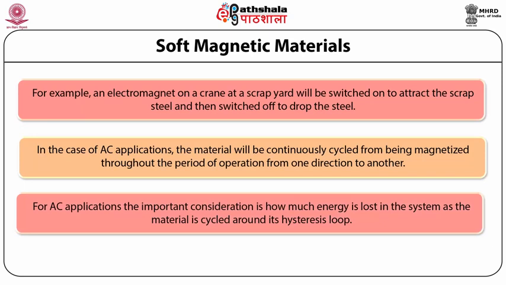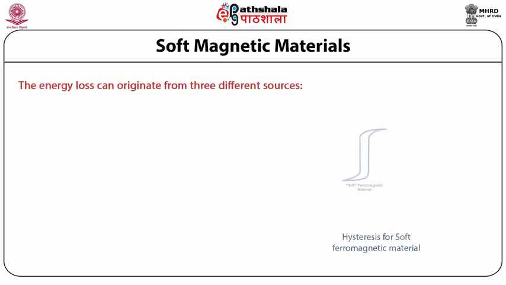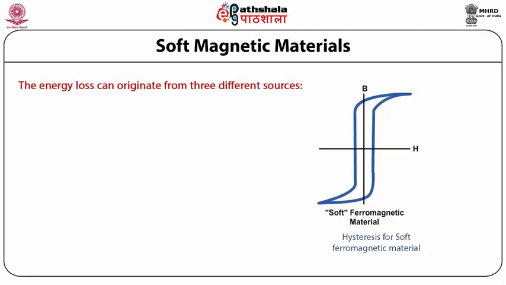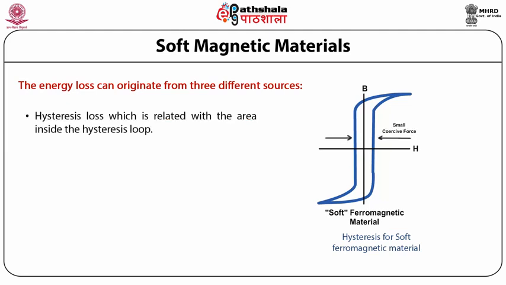For AC applications, the important consideration is how much energy is lost in the system as the material is cycled around its hysteresis loop. The energy loss can originate from three different sources. Number 1, the hysteresis loss, which is related with the area inside the hysteresis loop. The hysteresis losses can be reduced by the reduction of intrinsic coercivity, with a consequent reduction in the area content within the hysteresis loop.